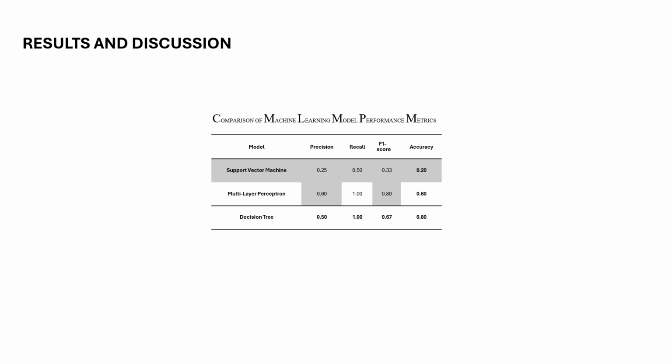The decision tree model in the comparison achieved high accuracy, which is 80%, the highest accuracy as compared to the previous two models. The precision is 50 and recall is also 1, meaning 100%, and F1 score is 67.